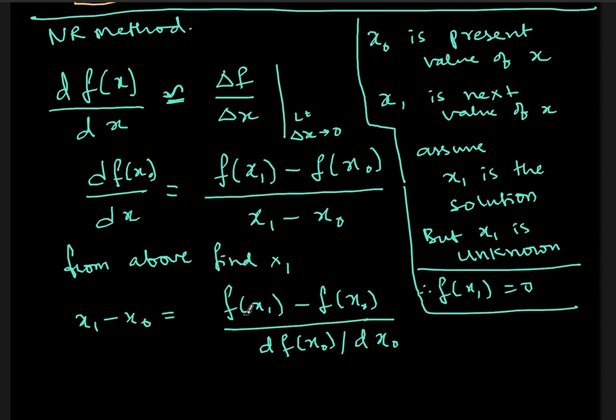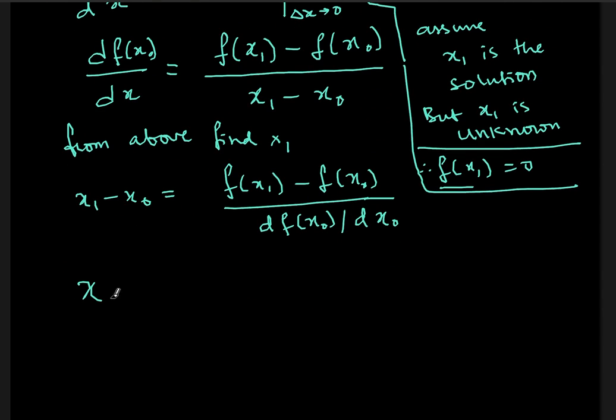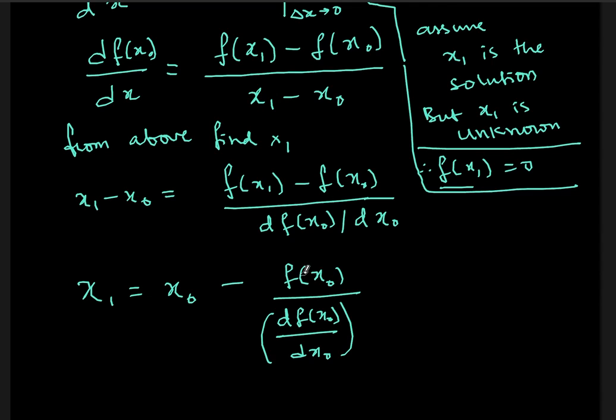And I already know that f of x1 is 0. So therefore I'll write x1 is nothing but x0 minus f of x0 divided by df of x0 by dx0. So I take the function value, divide it by the differentiation of the function, and then subtract it from the existing value of x. So I get the new value of x. So this is the Newton-Raphson method.